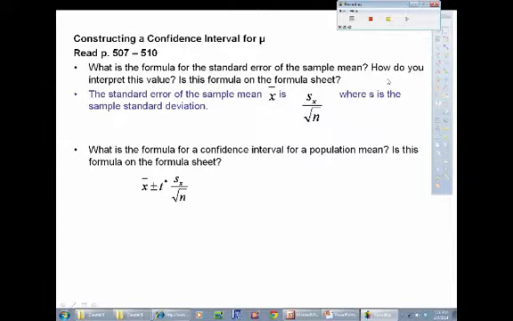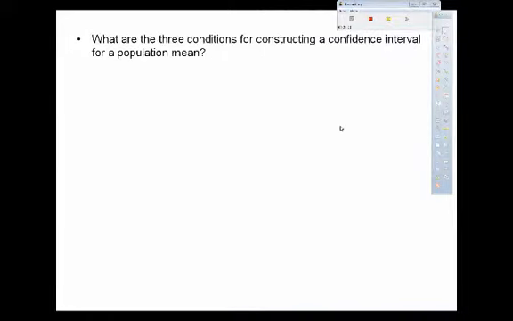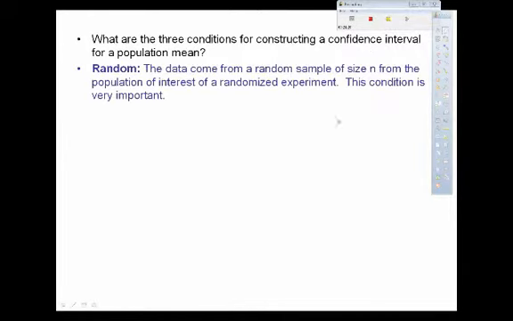However, the formula sheet does include the general formula for a confidence interval and the formula for the standard deviation of x bar of a statistic. What three conditions for constructing the confidence interval for a population mean? Well, random. The data come from a random sample of size n from the population of interest or a randomized experiment. This condition is very important.